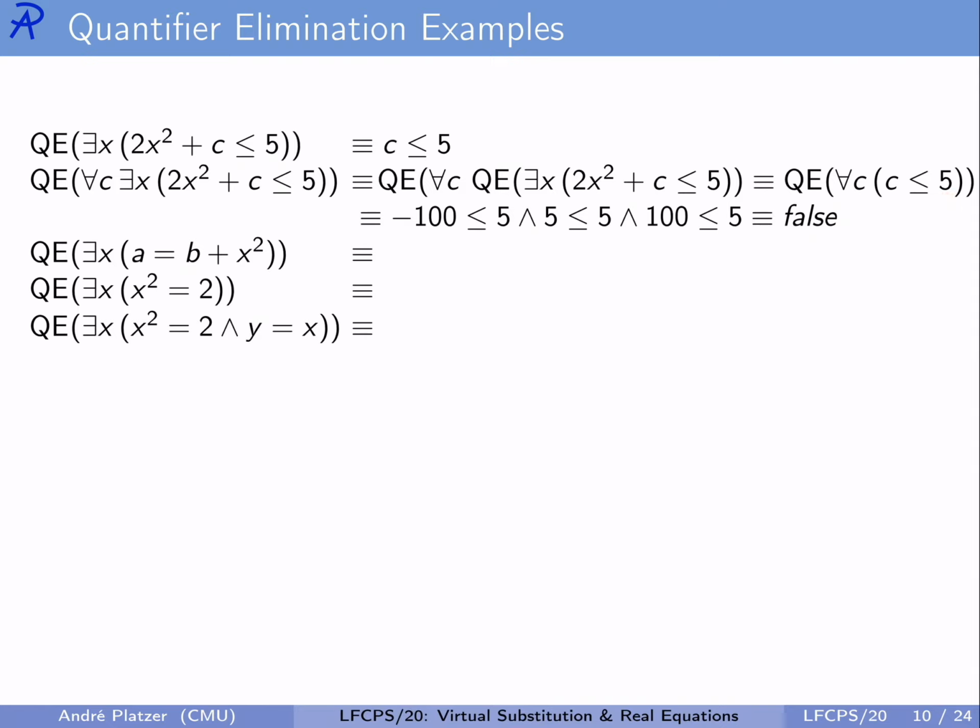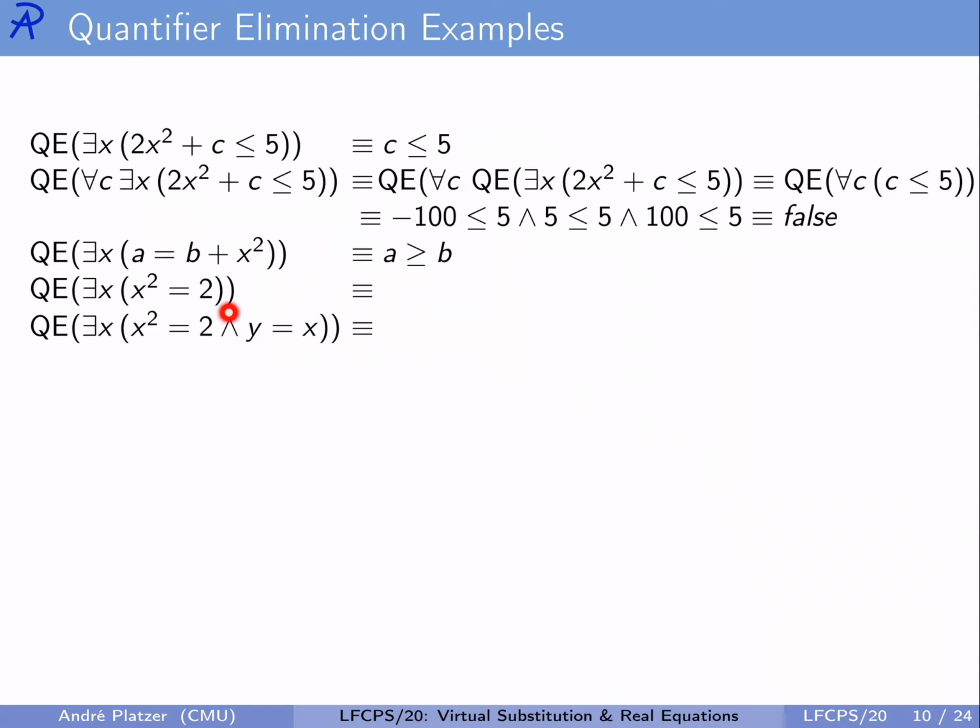Another example. Quantifier elimination for there is an x such that a equals b plus x squared. Well, can we say that without the quantifier x? Well, x squared will certainly be greater or equal 0, and whatever difference a and b have, we can always make up for that by choosing the appropriate x if and only if a is indeed the bigger number. So that's exactly equivalent to just saying a is greater or equal b.